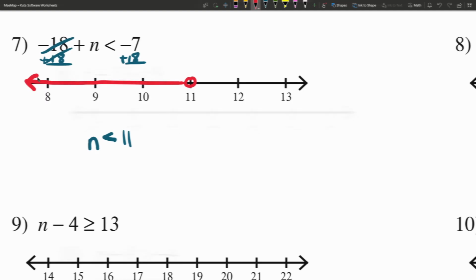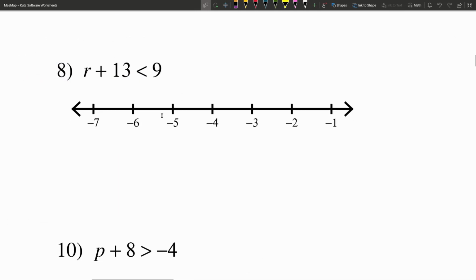That was number 7. For number 8, r plus 13 is less than 9. What are we going to start with? We're going to start by subtracting 13 from both sides. That will help us isolate r. So getting r all by itself, we have that r is less than 9 minus 13, which is -4.